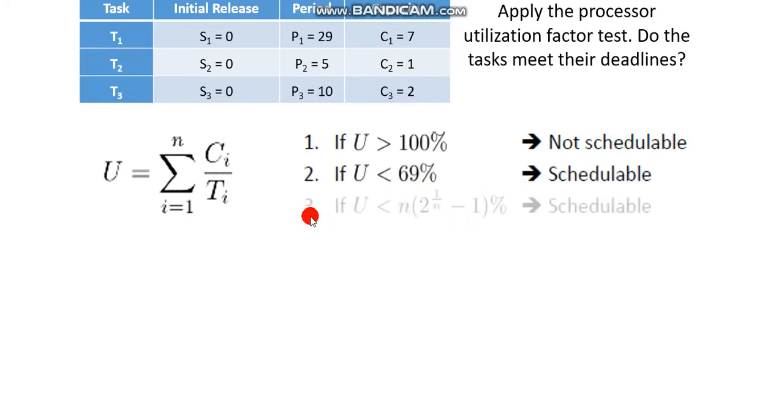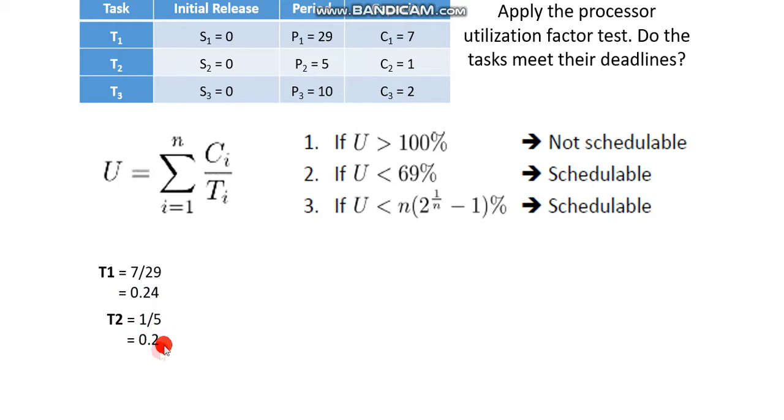If the value of U is more than 100%, that means it is not schedulable. If the value of U is less than 69, it means it is schedulable. Let's calculate each task. T1, we have 0.24. T2, we have 0.2. T3, we have 0.2. If we sum all of it, then the value of U is 64%.